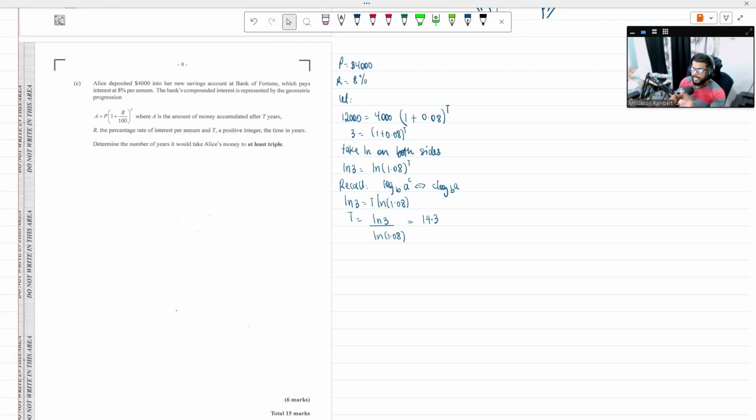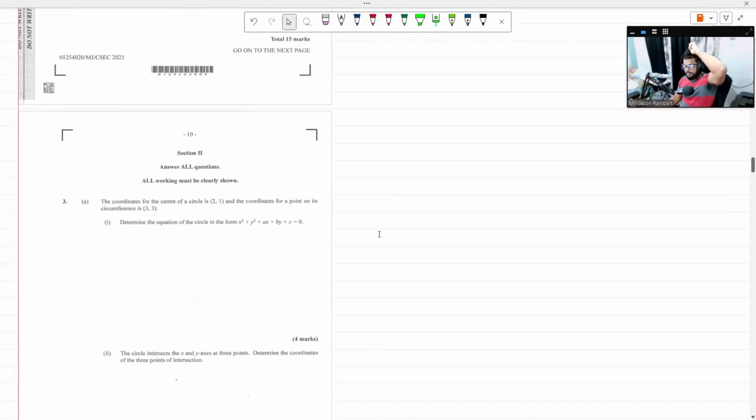Now, this is the amount of years it will take for her money to at least triple. Anything less than 14.3 years, the money is not going to triple. So if they want the number of years without having a fraction of a year, then we're going to have to round it up. The number of years for her money to at least triple is going to be 15. And that's it for number 2. Not bad.